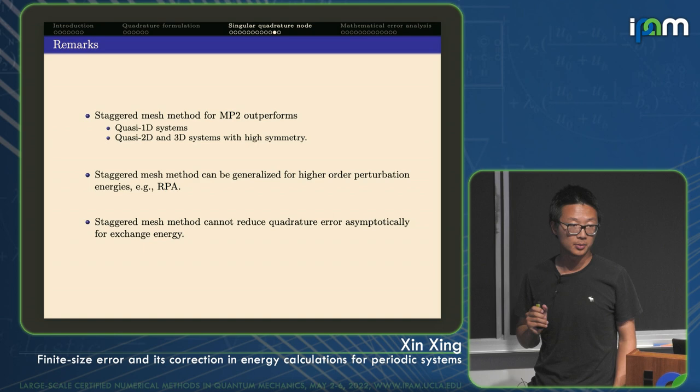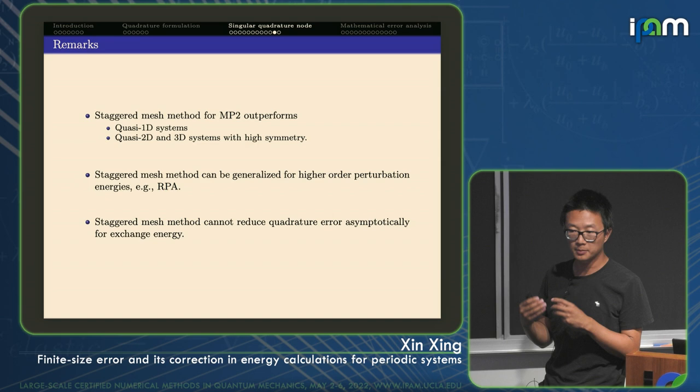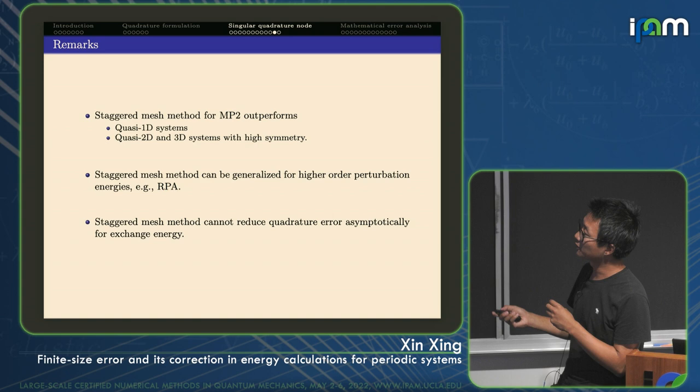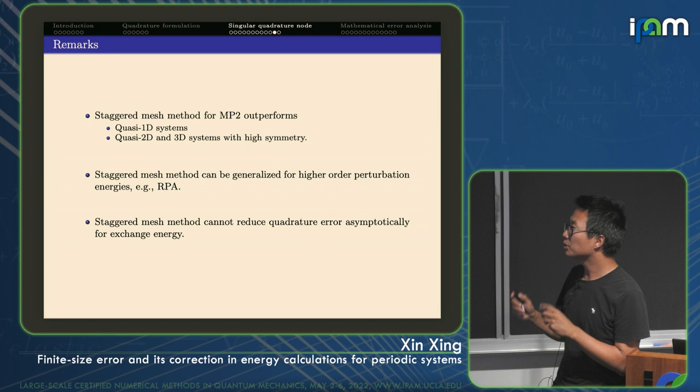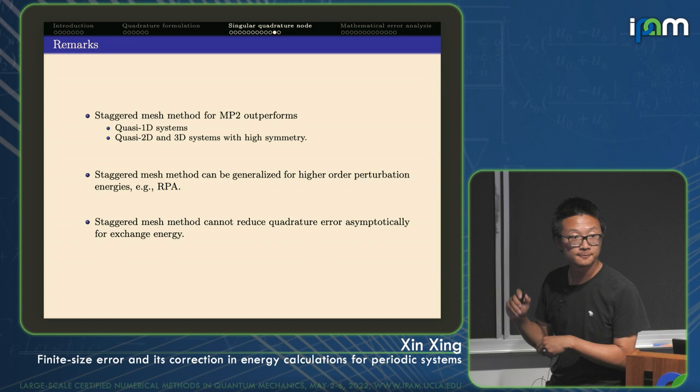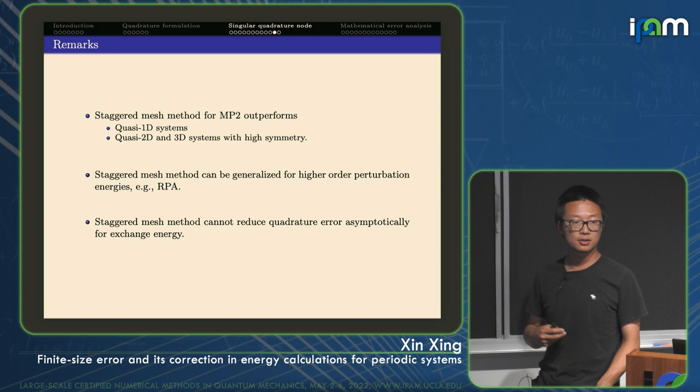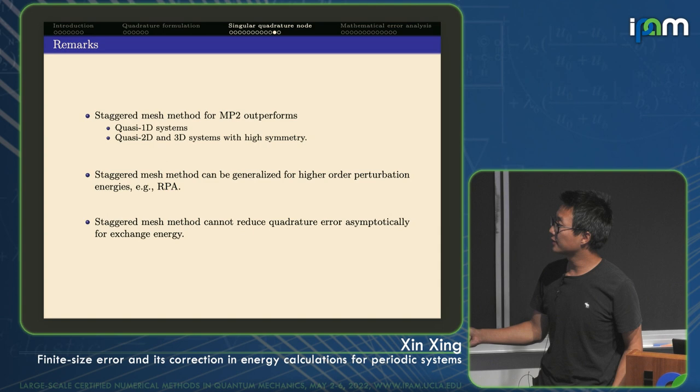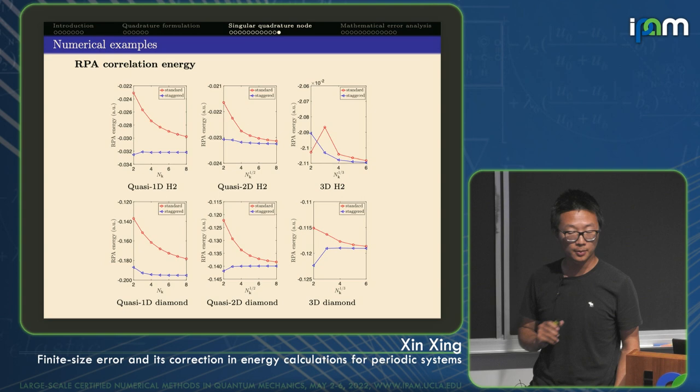We have some more mathematical explanations about why this is the case, and we also have mathematical descriptions of which quasi-2D and 3D systems will benefit from the stagger mesh method, but I will not show them here. Meanwhile, there is still potential to further improve the stagger mesh method due to this second fact. The second remark about this method is that it can also be generalized to higher order perturbation energy calculations. Specifically, we have generalized it to RPA correlation calculations. Here are the numerical results for RPA calculations in the same test setting. As you can see, the numerical performance is quite similar to the MP2 case.